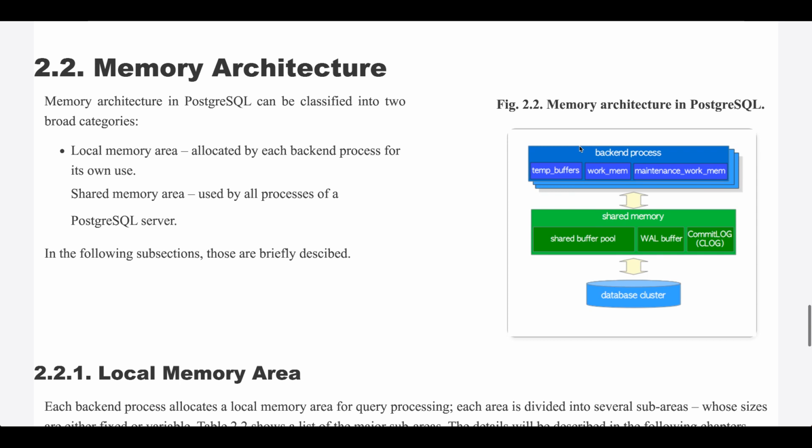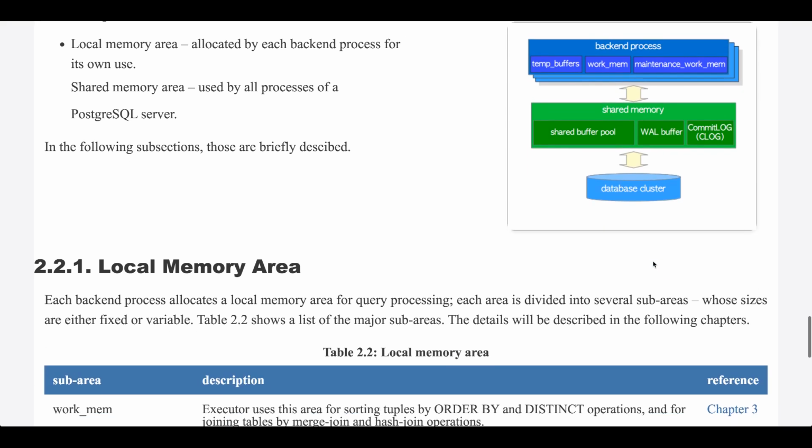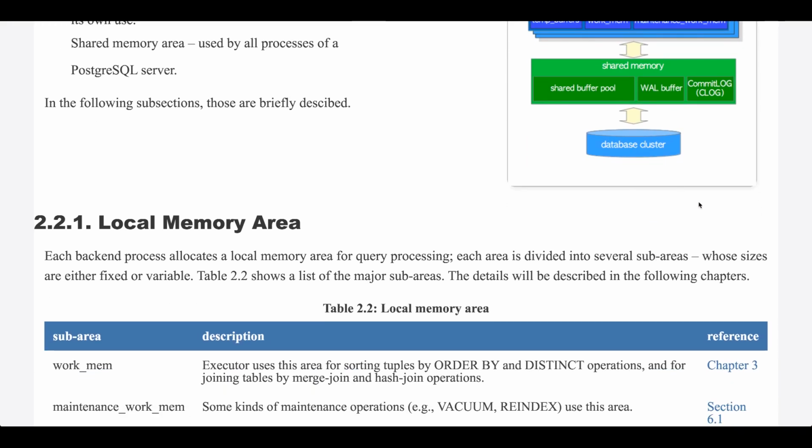Figure 2.2, memory architecture of Postgres. So I have backend process, which has temp buffers, work_mem, and maintenance_work_mem. Then shared memory, which has a shared buffer pool, a WAL buffer, and commit log, clog. And then the database cluster.